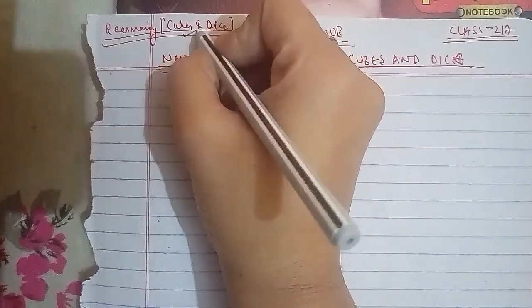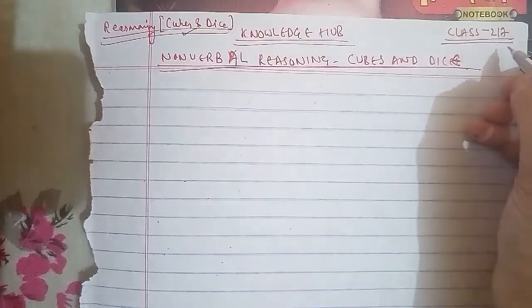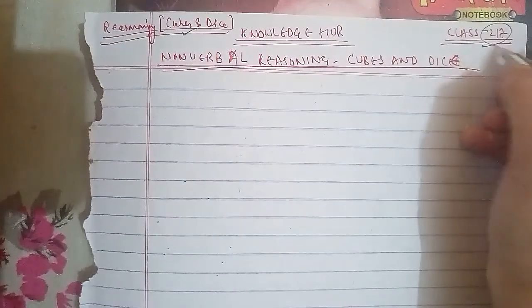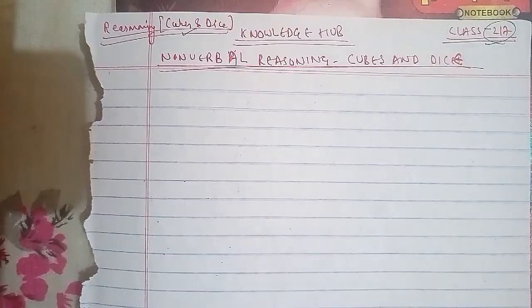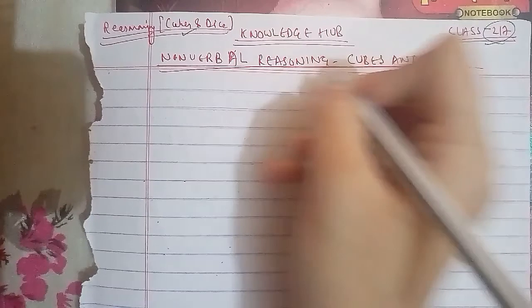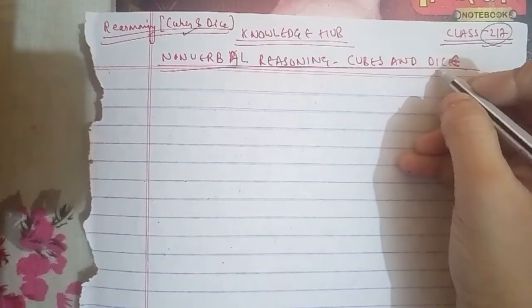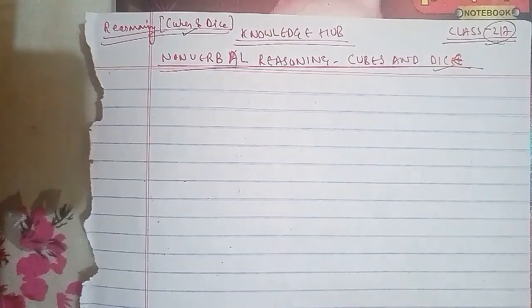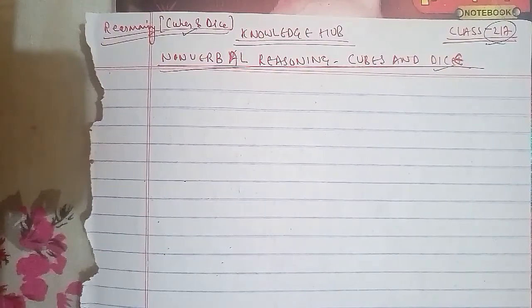Today we're going to start with reasoning, which is cubes and dice, and this is your 217th class. In the last class we did cubes and dice. This is non-verbal reasoning, where we are dealing with the 14th topic, cubes and dice, of which we have done part 1 and are now dealing with part 2.